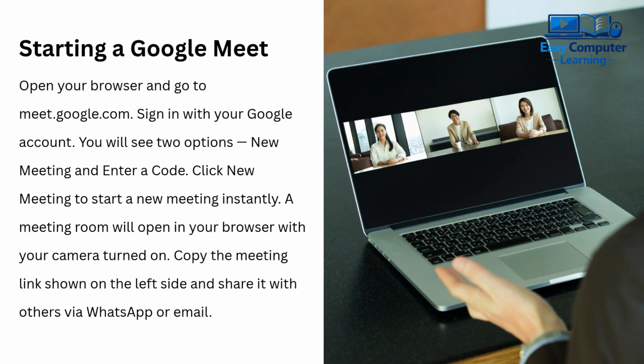Starting a Google Meet. Open your browser and go to meet.google.com. Sign in with your Google account. You will see two options, New Meeting and Enter a Code. Click New Meeting to start a new meeting instantly. A meeting room will open in your browser with your camera turned on. Copy the meeting link shown on the left side and share it with others via WhatsApp or email.